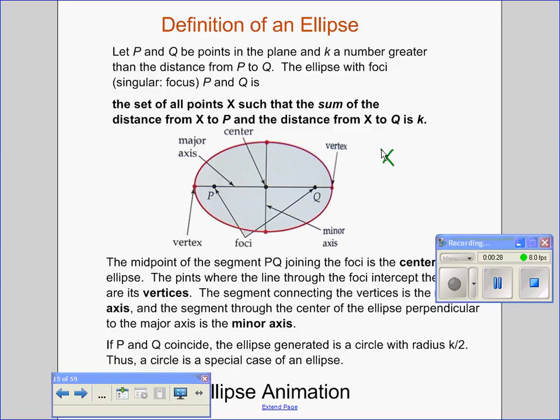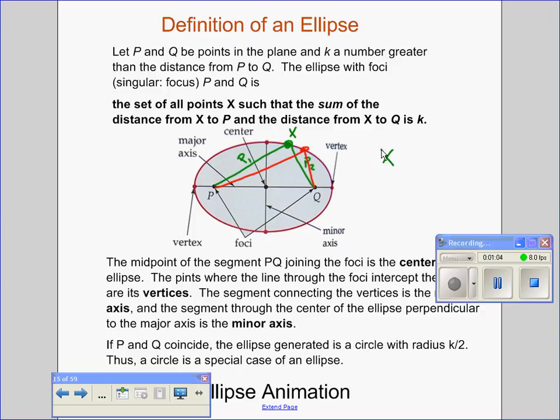So what we're talking about is, let's say we choose a point here on this ellipse and we connect P to X and Q to X. If I call that distance P1 and that distance P2, P1 plus P2 is going to be the same, equal to k, if I choose another point as well. So that's what the definition of an ellipse is.